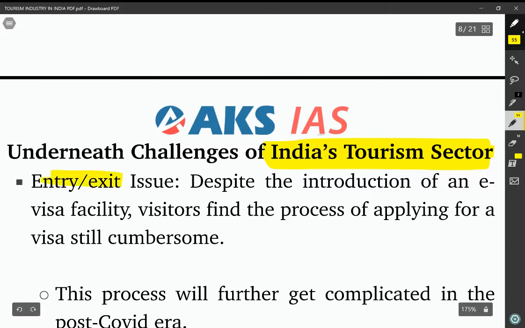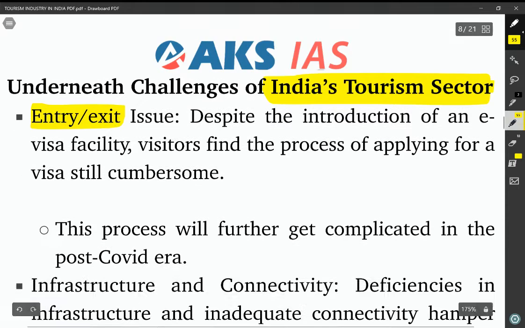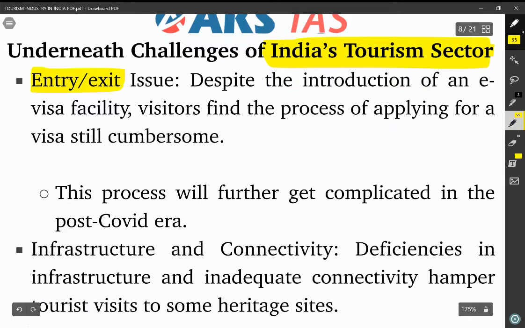Number 1, entry and exit issue. Despite the introduction of an e-visa facility, visitors find the process of applying for visas still cumbersome. So, when a foreigner is traveling to India, he's supposed to get a visa. This process of getting this visa is cumbersome, is what the author states. Also, if you note, already the process seems to be cumbersome, and this process could be further made complicated after the COVID era.